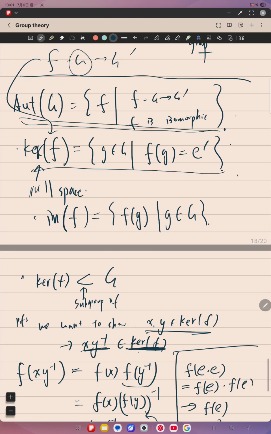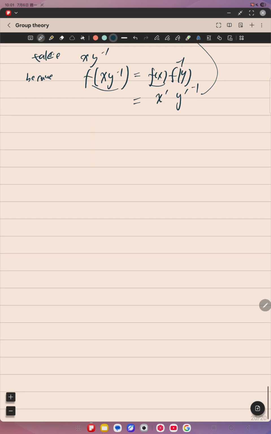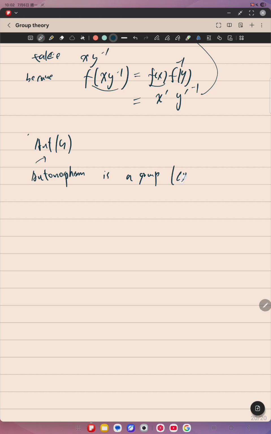And also the automorphism group is a subgroup. It's also a group. So the third one I want to say is that the automorphism group of G is a group. The identity element will just be the identity, and the inverse will just be the inverse function. So this is an exercise.